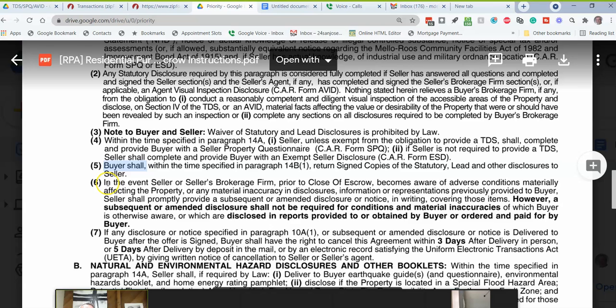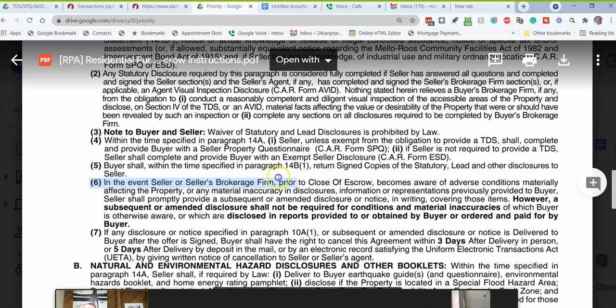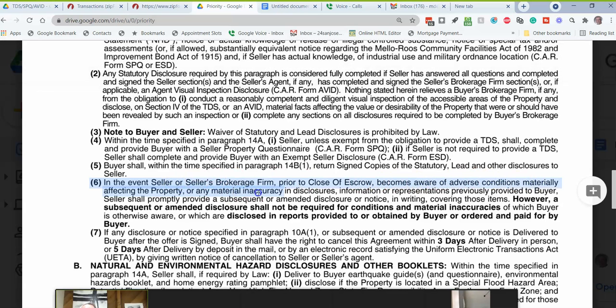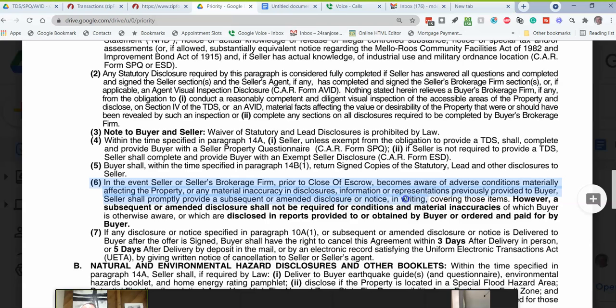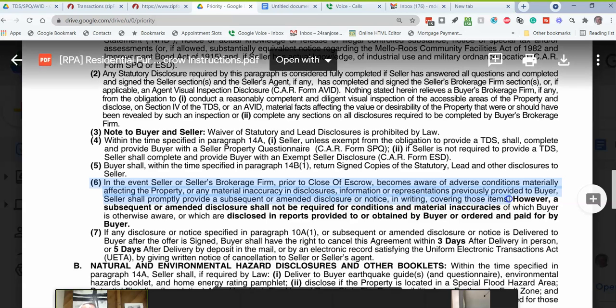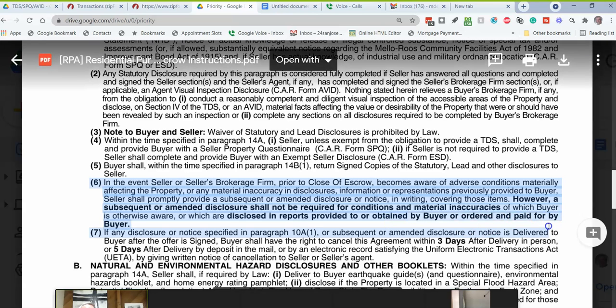Now, look at paragraph 6. In the event seller or seller's brokerage firm, prior to close of escrow, becomes aware of any adverse conditions materially affecting the property, or any material inaccuracy in disclosures, information, or representations previously provided to buyer, seller shall promptly provide a subsequent or amended disclosure or notice in writing covering those items. However, it shall not be required for items of which the buyer is otherwise aware or which have been disclosed in reports given by the buyer.